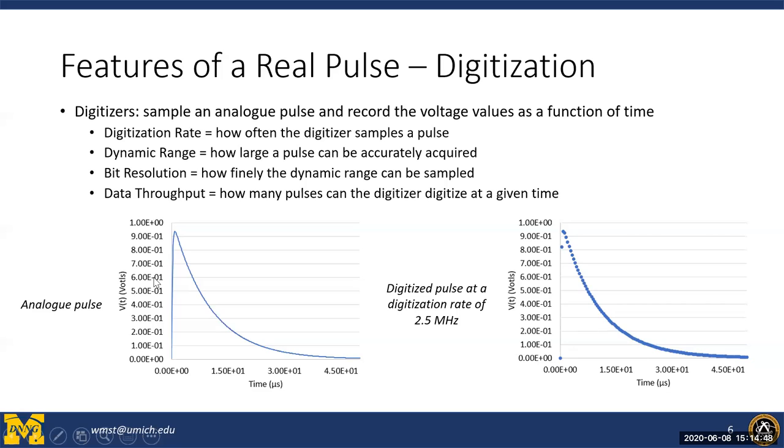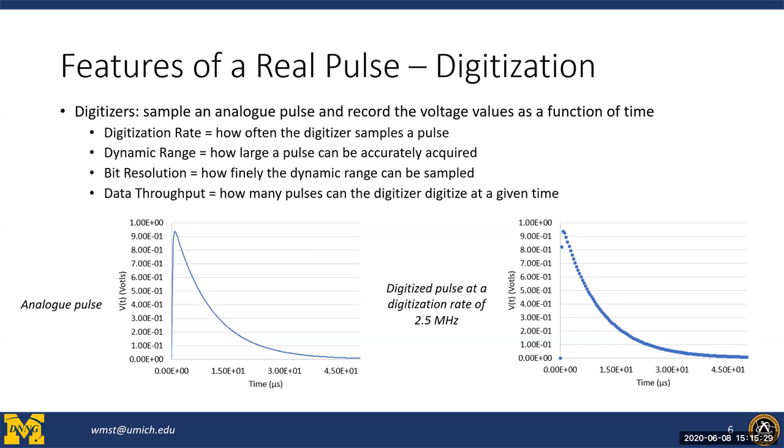Now, to take a step back, what do I mean by digitization or digitizers? Digitizers sample an analog pulse and record the voltage values as a function of time. And they do this based off of some digitization rate. This is how often the digitizer samples a pulse. So in this case, it could be 0.4 microseconds. We tend to use higher digitization rates because we work more with faster detector responses. So generally, we'll work with a 500 megahertz digitization rate, which is a digitized point every 2 nanoseconds.